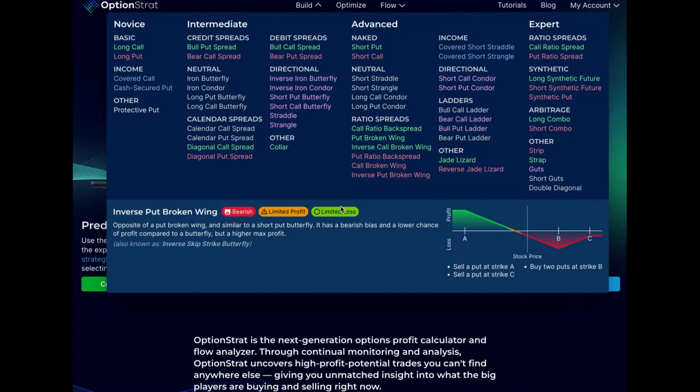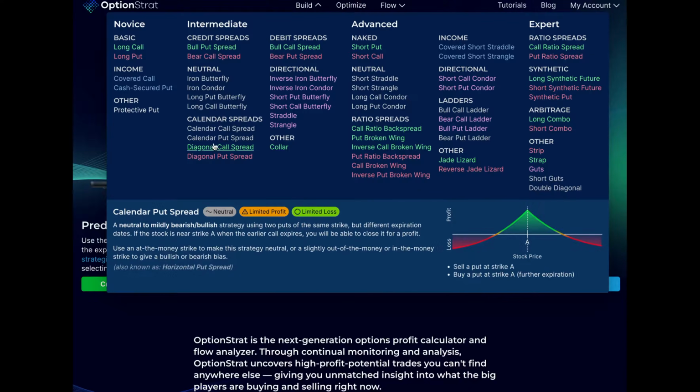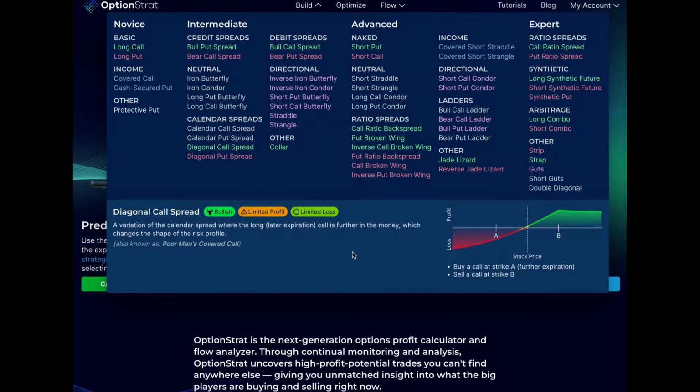The one thing I want you to notice is down here toward the bottom, any of these trades that I select, you get a very detailed description of the trade down here, including whether it's a bullish or bearish trade, whether it's limited or unlimited profit, limited or unlimited loss. And then it shows you how to construct that trade over here, exactly what you need to do in order to build out that specific trade. But I'm going to make it even easier.